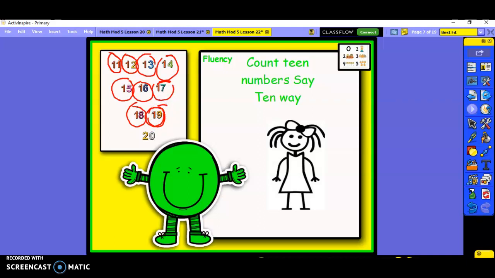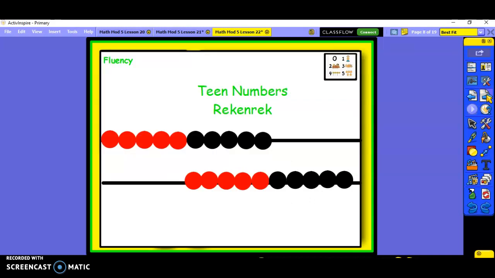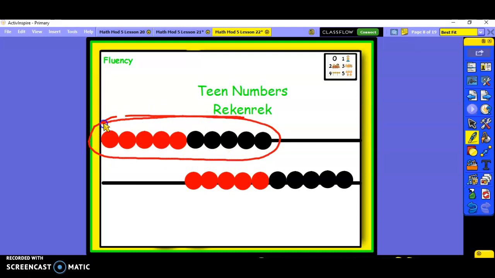Very good counting today. We're also going to be using our Rekenrek to count numbers to 20. So we're going to start with the number 11. We have our 10 at the top of our Rekenrek. Our 10 is going to stay, and we're going to count by adding 1 to show 11. Are you ready to count with me?